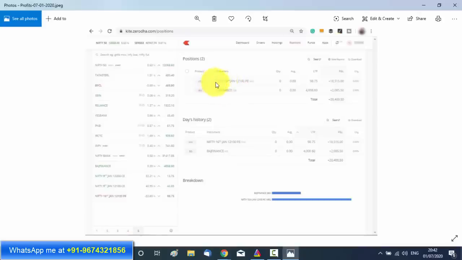So my dear friends, you can see this is a screenshot from Zerodha Kite. Nifty 16 January 12,100 put has been bought, and there is a total profit of 18,315 that has been made. So you can understand this strategy has a very good earning potential. You just need to follow this strategy very carefully. You need to understand which script to buy and which script to sell. I am showing you these live, real life examples, and you can follow this strategy on your own.